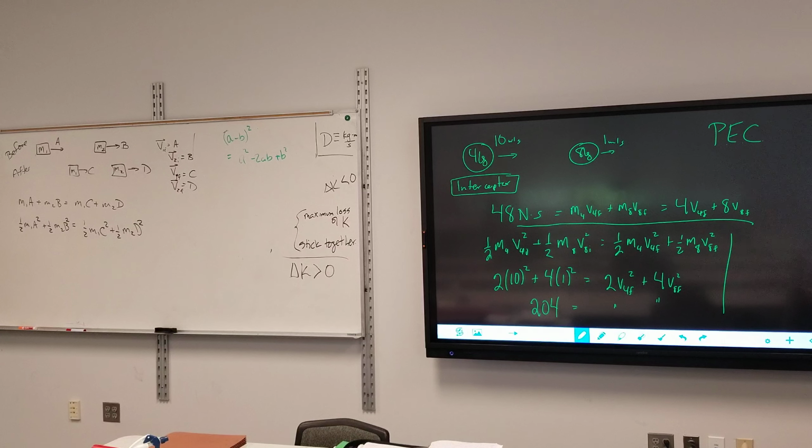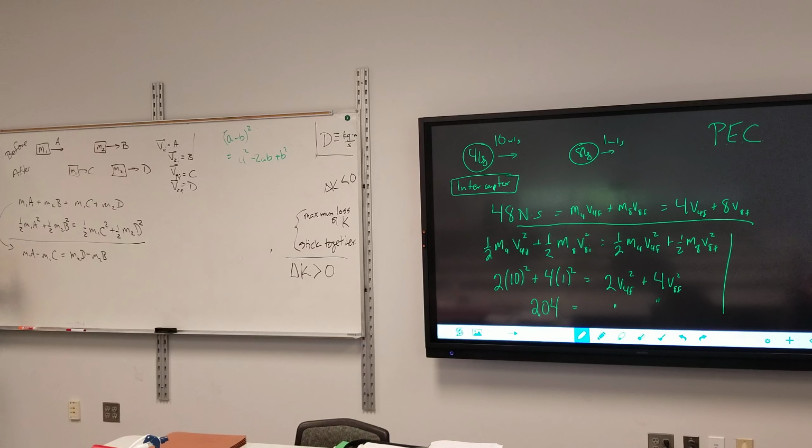I want to get M1s together and M2s together, so I'm going to get M1s on the left-hand side and M2s on the right-hand side for both equations. So I got M1 A minus M1 C equal to M2 D minus M2 B. For the first equation, I just took my M1 C over to the other side and my M2 B to the other side.